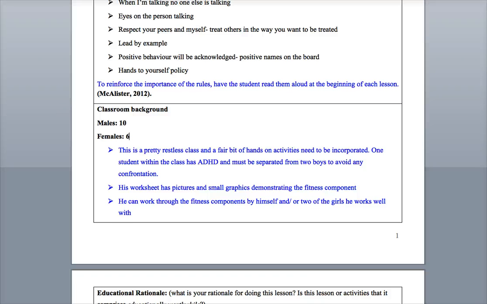One student in the class has ADHD and must be separated from two of the boys to avoid any confrontation. I would either make a different worksheet for him or make sure that the class set of worksheets has small pictures and graphics demonstrating the fitness components. The lesson is on fitness components. He could work through them by himself or with two of the girls he works well with.